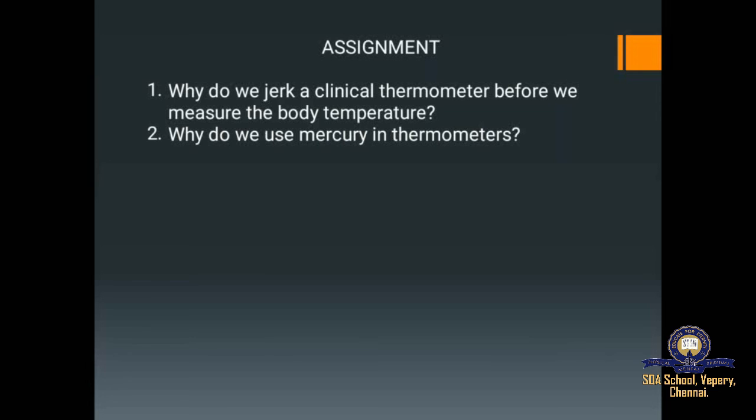Assignment: Why do we jerk a clinical thermometer before we measure the body temperature? Why do we use mercury in thermometers?